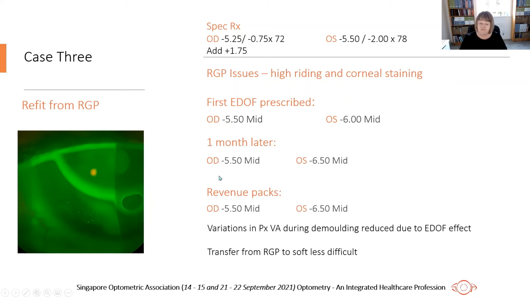But this shows that even with a higher sil, you can be very successful with that. And it's a very useful lens to use for remolding because the variable profile will take up slack when you're having the powers going up and down as the eye demolds.